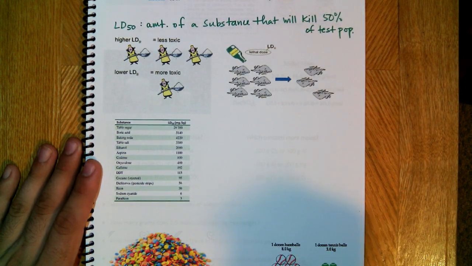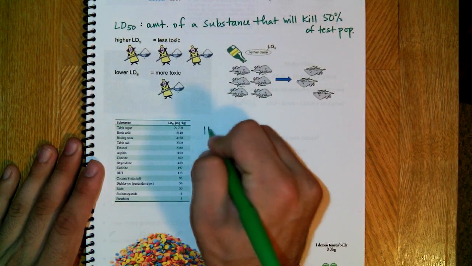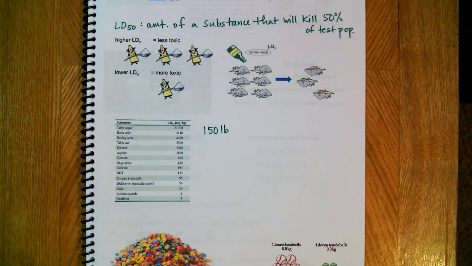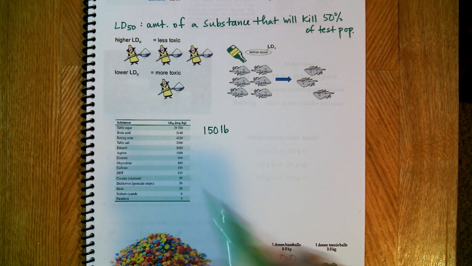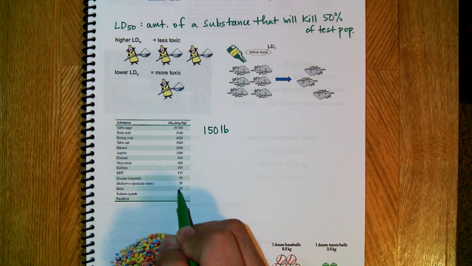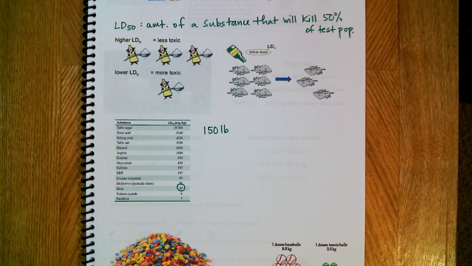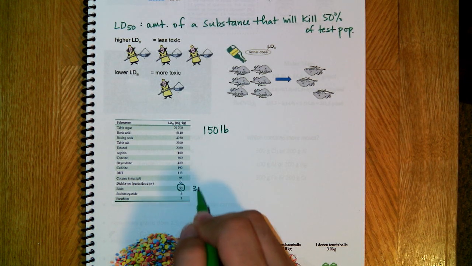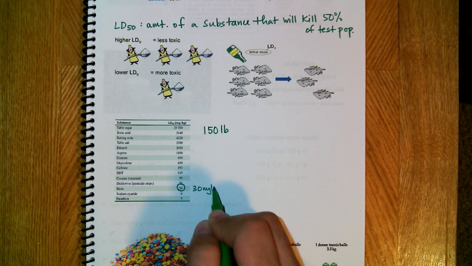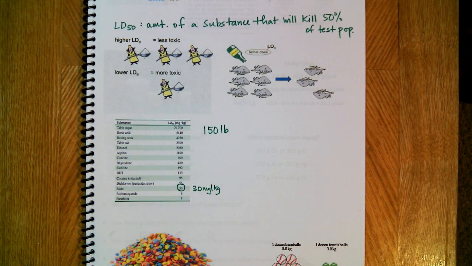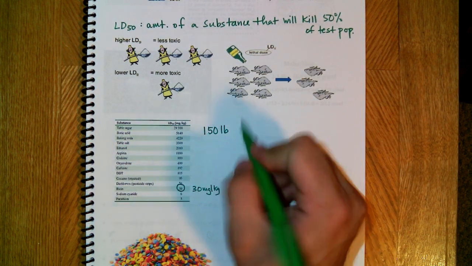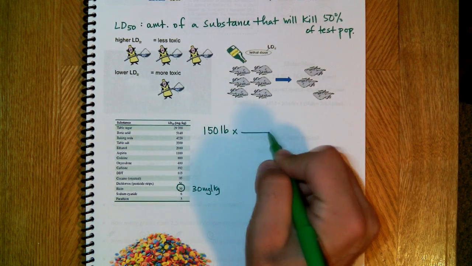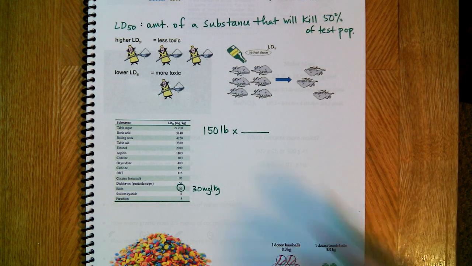But some of the problems we looked at was, let's say you had a 150-pound person, and you wanted to figure out how much of a substance was toxic for them. So let's look at something like ricin. The LD50 for ricin is 30 milligrams per kilogram. Again, what does that mean? It means it takes 30 milligrams of ricin for every kilogram of body weight for the person to be lethal. So it depends on body weight. The more you weigh, the more of a substance you can handle.